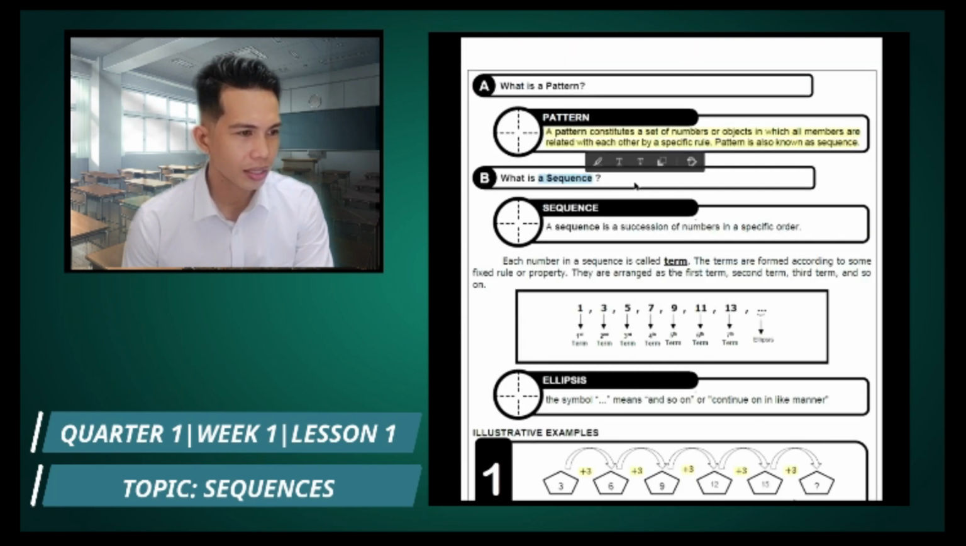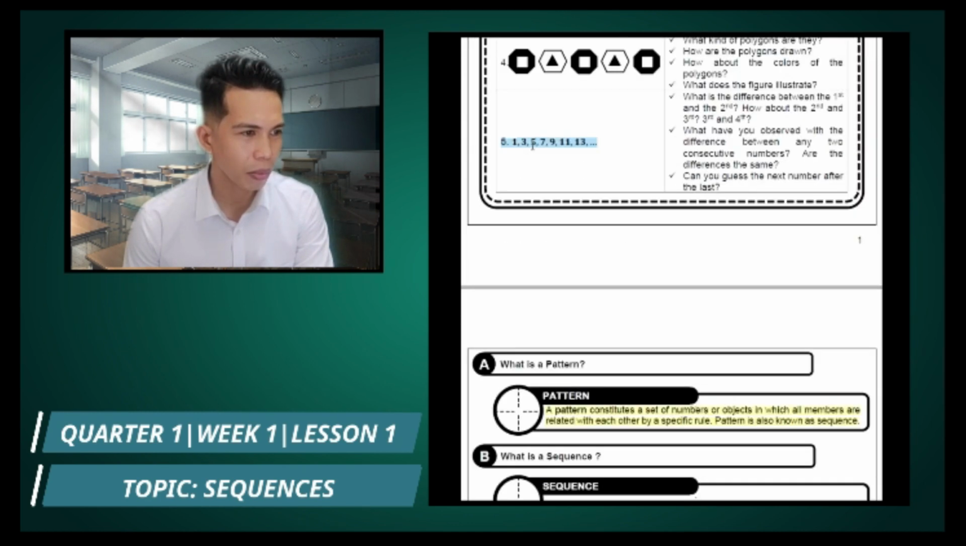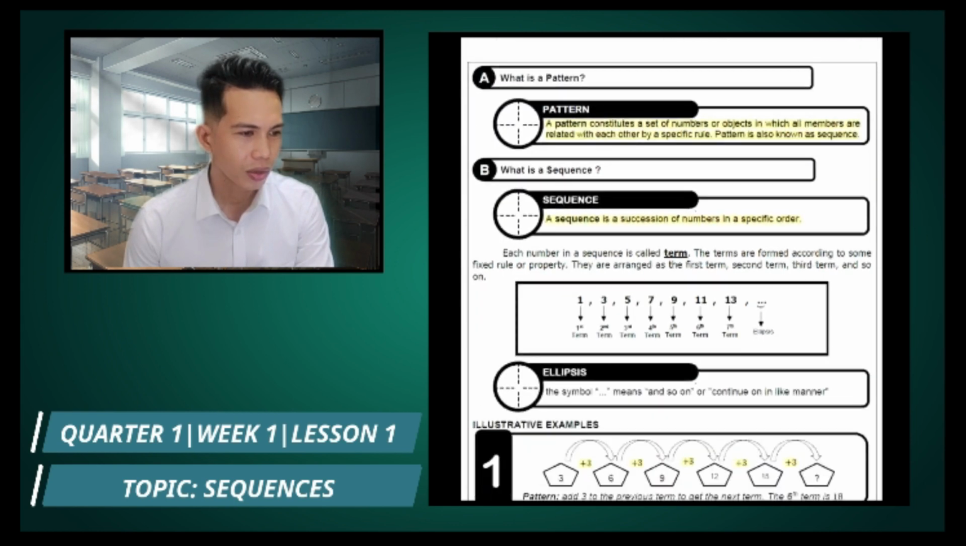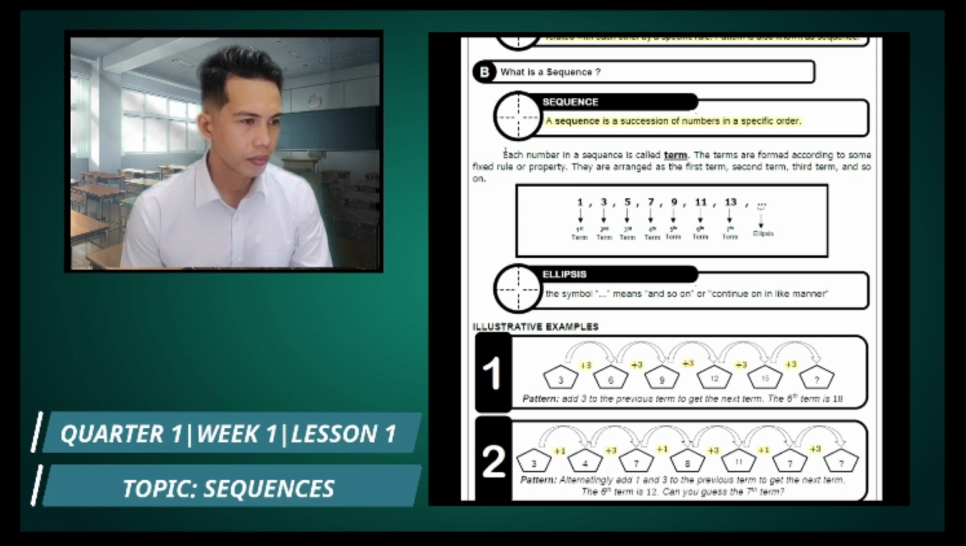What is a sequence? A sequence is a succession of numbers in a specific order. So just like on your item number 5 on your activity, these are set of numbers. So a succession of numbers in a specific order is called a sequence. Each number in a sequence is called term. The terms are formed according to some fixed rule or property. They are arranged as the first term, second term, third term, and so on.